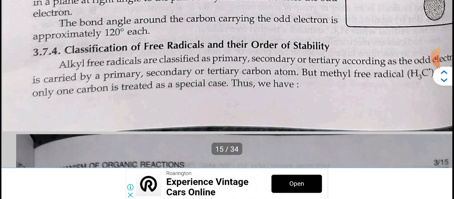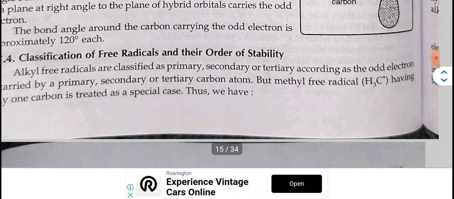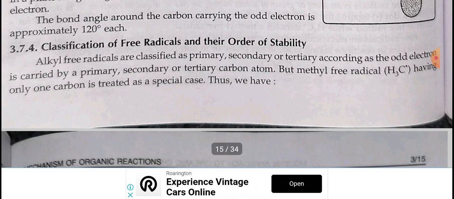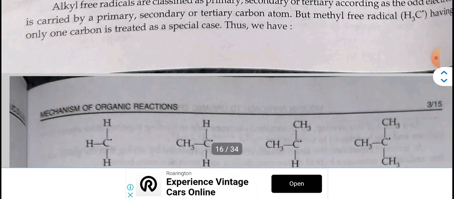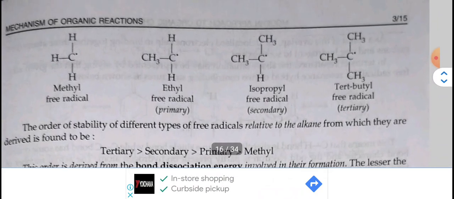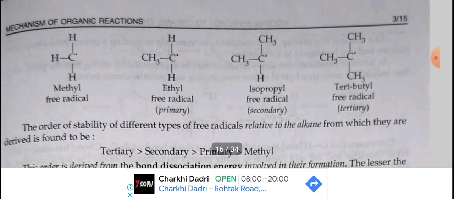Classification of free radicals and their order of stability. Alkyl free radicals are classified as primary, secondary, and tertiary according to whether the odd electron is carried by a primary, secondary, or tertiary carbon atom. The methyl free radical CH3, having only one carbon, is treated as a special case. We have methyl free radical, ethyl free radical, isopropyl free radical, and tert-butyl free radical.